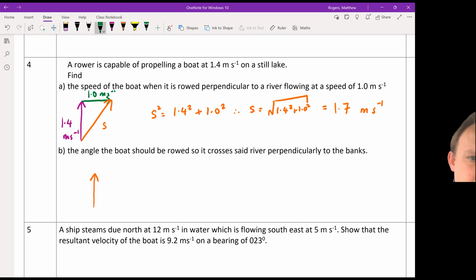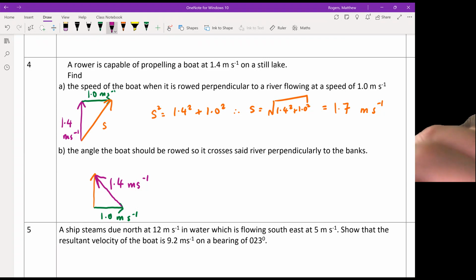This vector is going to be achieved by adding two vectors together: one is the river flowing at 1 meter per second, and the other is the person rowing the boat. Now, unsurprisingly, they're going to have to row upstream in order to cross the river perpendicular to the flow. So we're adding the green and the purple vector again, but this time we set them up so the resultant is at 90 degrees to the direction that the river is going in.